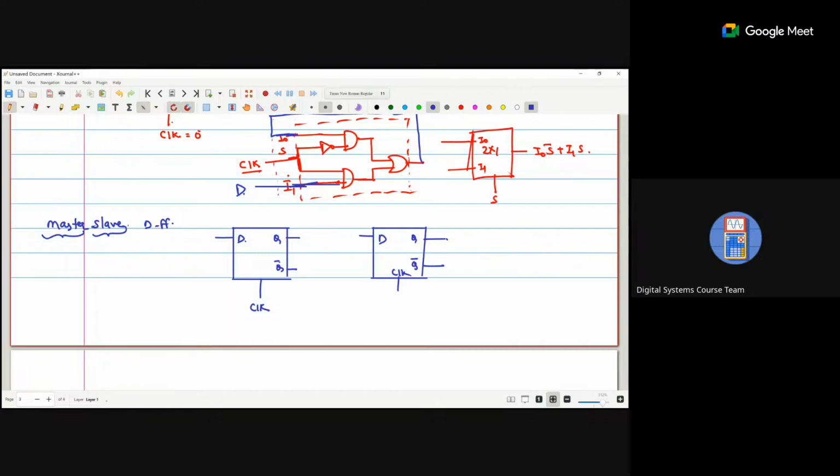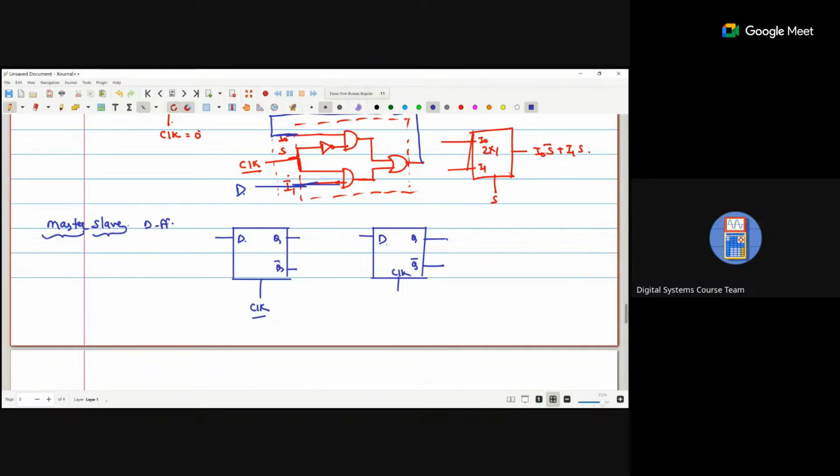Now, the thing is that both flip flops will work simultaneously. Simultaneously means in one clock, this will work, then in the second clock, this will work. So that means we are getting the output after two clock pulses. So this is the problem.